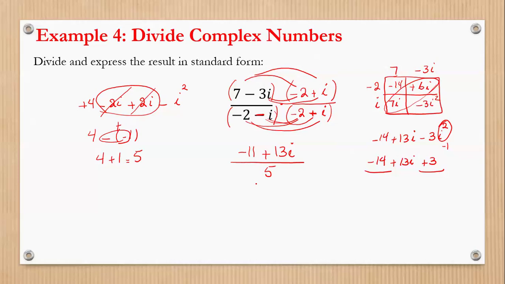Now, since we have only one term on the denominator, I can split the fractions and just rewrite as -11/5, which is my real part, and 13/5 I, which is my imaginary part. And that's the final answer.